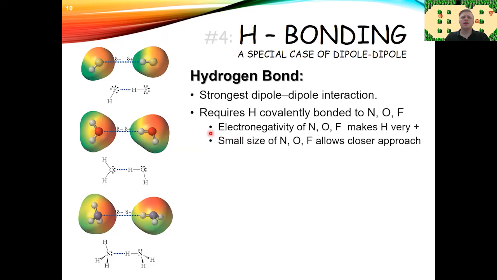Right? So the idea again, the electronegativity on nitrogen, oxygen, or fluorine makes hydrogen very partially positive. So much so that you almost have a formal positive charge on the hydrogen. And the small size of nitrogen, oxygen, and fluorine allows the hydrogen to get really close to them. Why that is important is because then you can have this partially positive hydrogen on one molecule getting really close to the partial negative on another, and those are going to get really bound together.